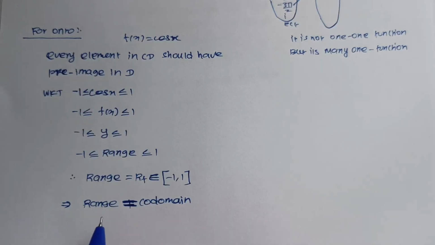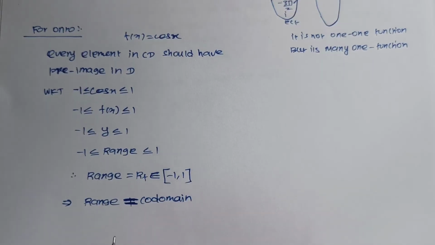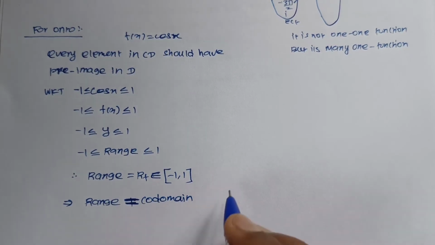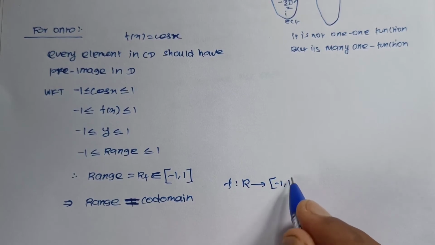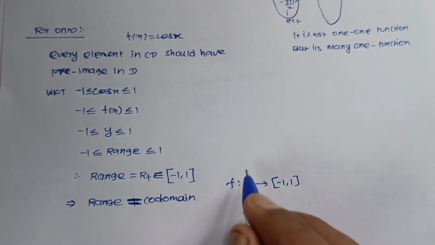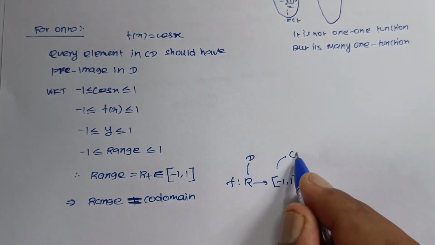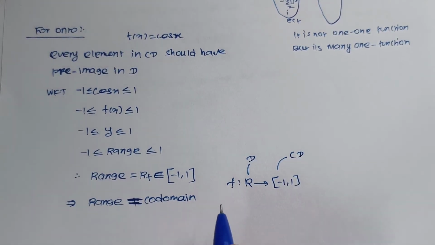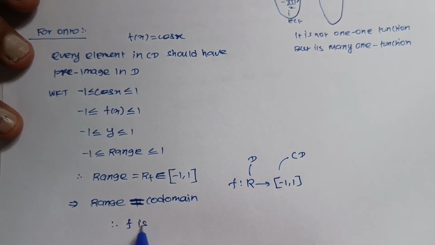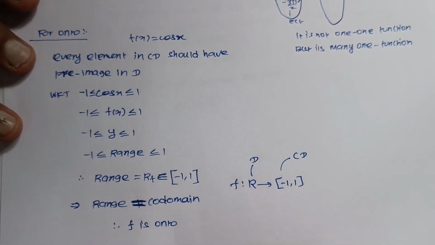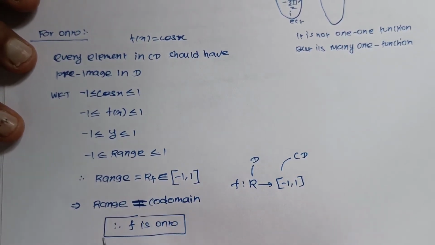So range is equal to codomain. Because here f is mapping from R to the closed interval of -1 comma. This is a domain and this one is codomain. So here range also equal to codomain. Therefore, given function f is onto. Okay, understood? F is onto.